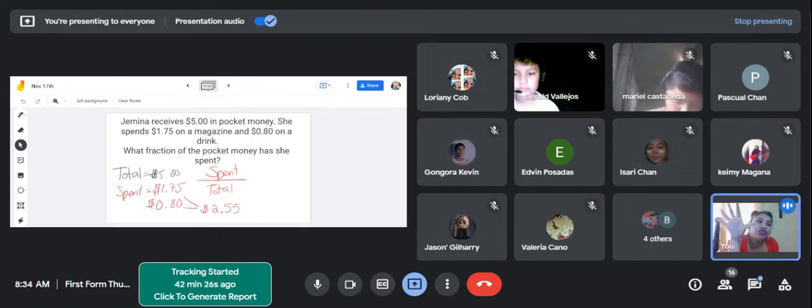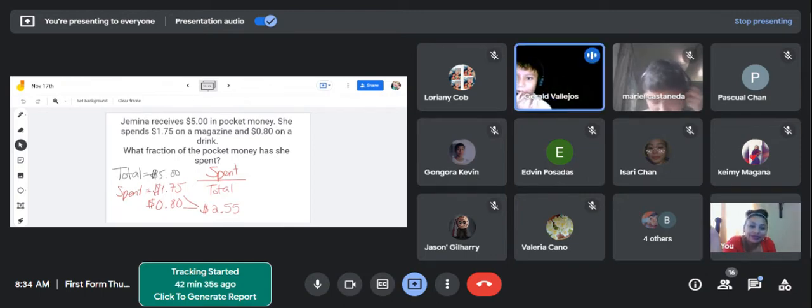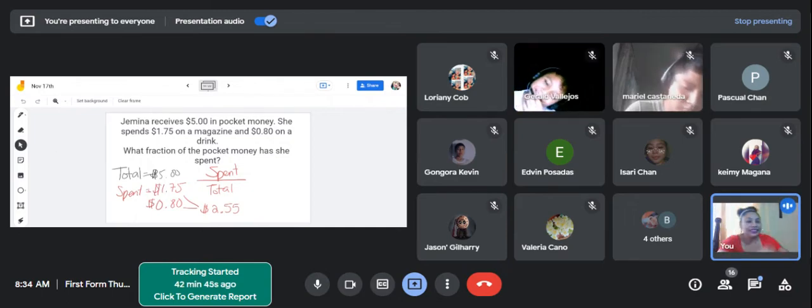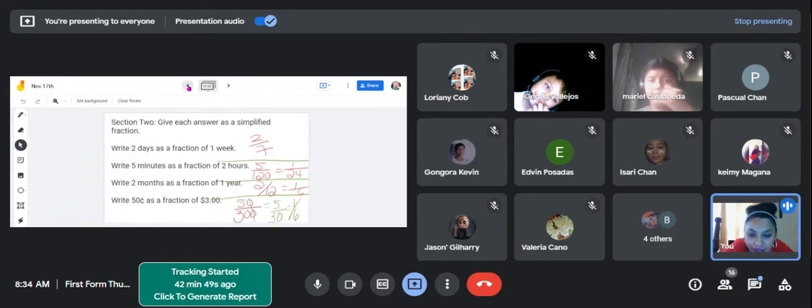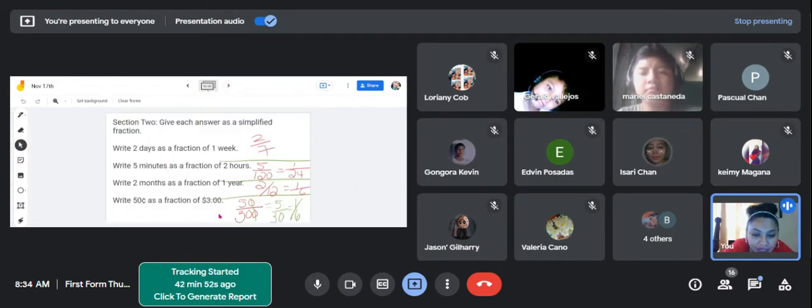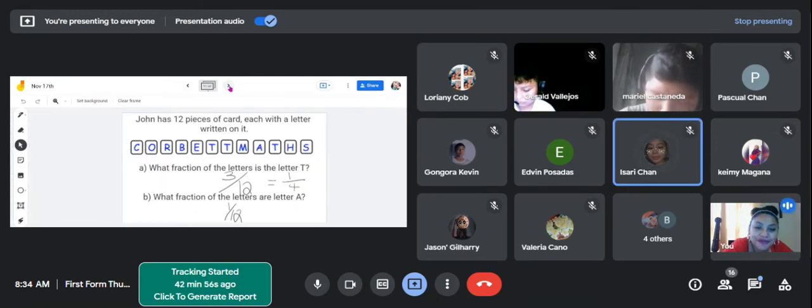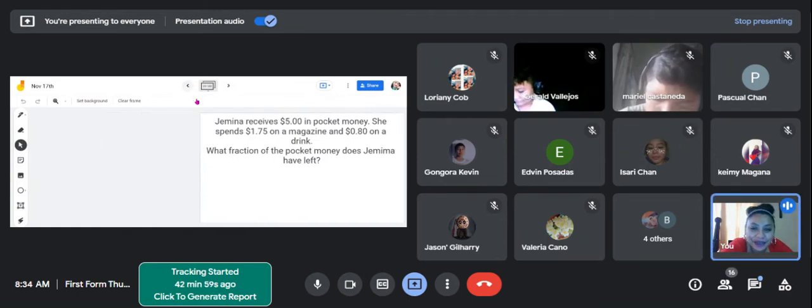But I don't want to use the decimal. So what do we do? Can it be a mixed number? Let me see. Let's find the question right here. What did we do here? 255 over 500. Very good. That is what we have to do.